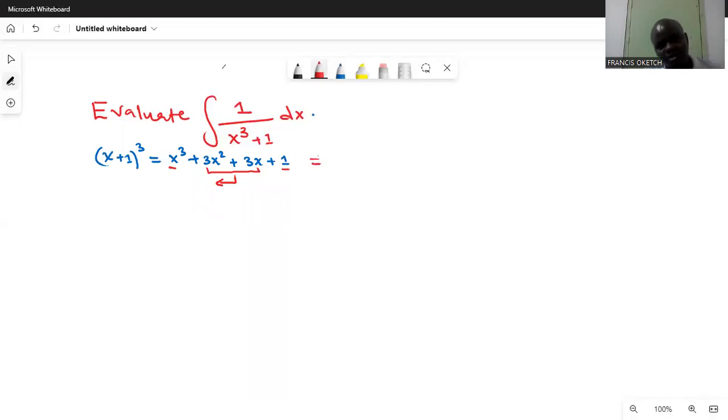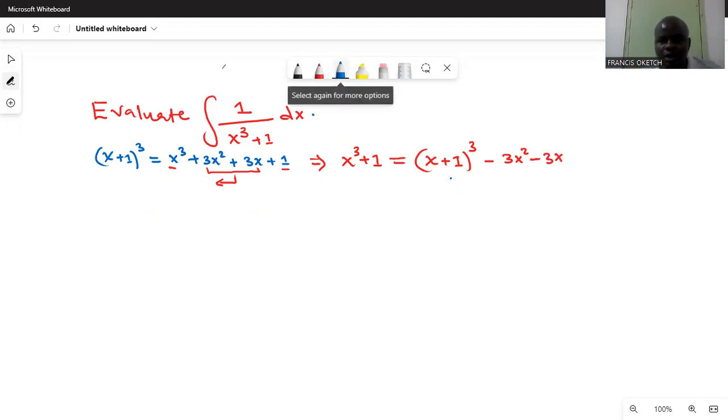So this implies that x cubed plus 1 should be equal to x plus 1 cubed minus 3x squared minus 3x. And this can be written further as x plus 1 cubed. You see 3x is common, so 3x common.